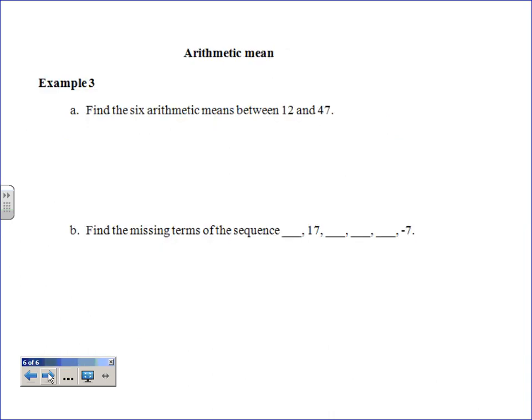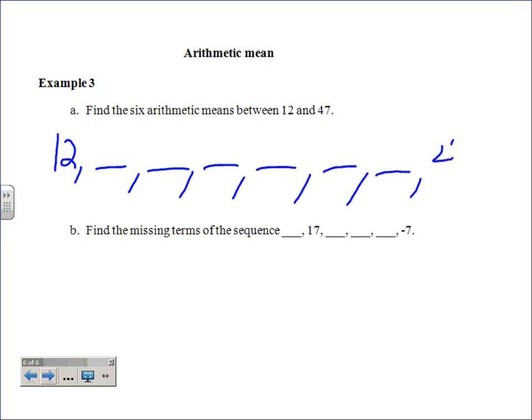Arithmetic mean. This is actually the words that you've seen before, but this one is slightly different. It's basically saying I've got 12 sitting right here, and there are 6 arithmetic means in between. So basically, I look at it as having 6 blanks in there, and then you've got to get to 47. And it is arithmetic, so I know I have to add the same thing every time to get there. It really depends on how you want to do this particular problem. But what I want to know is basically the difference, right? If I knew the difference, I could fill these in pretty easy.